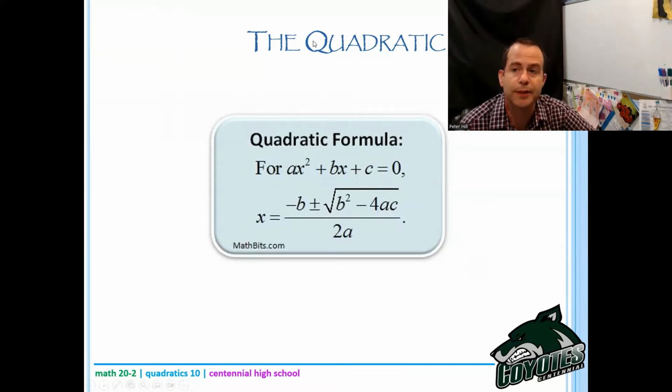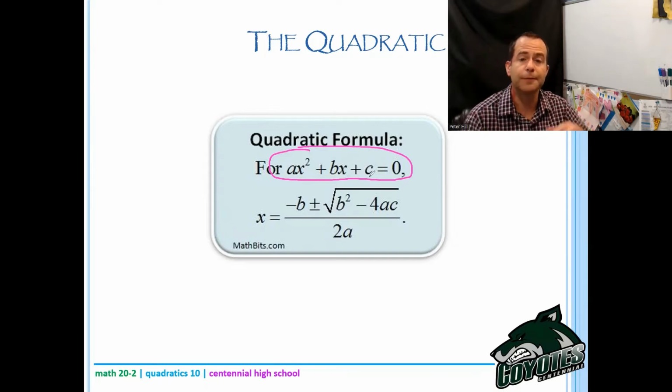Remember I said we took some random quadratic. This is what I mean by a random quadratic. We have no numbers here, but we have A representing the coefficient in front of x squared, B representing the coefficient in front of x, and C representing the constant term. If we have this set up, ax squared plus bx plus c equals 0, a gentle reminder at this point: you do have to have everything on one side and it has to equal 0, just like you would have with factoring.